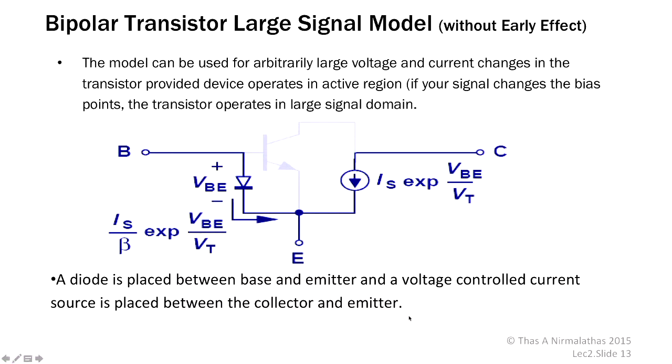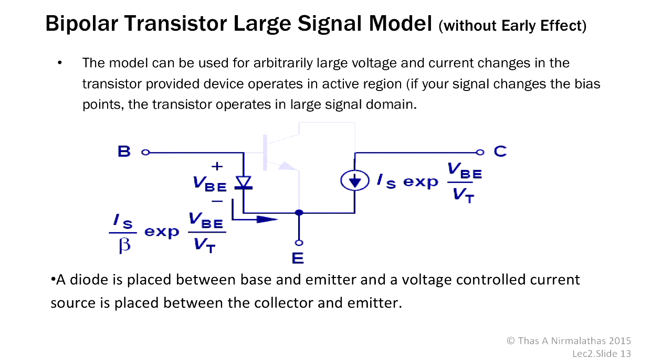So there are two types of transistor models. One is the bipolar transistor large signal model. The second one is the small signal model. The large signal model, which I already discussed in the previous lecture: if the bias points change, then we call it a large signal model. It mostly happens when you connect a large voltage at the input. Then your bias points change, like your VC changes, and that is called a large signal model.